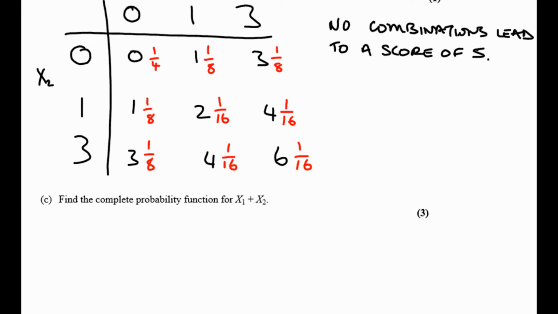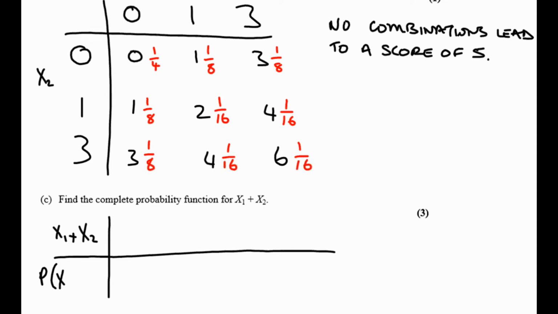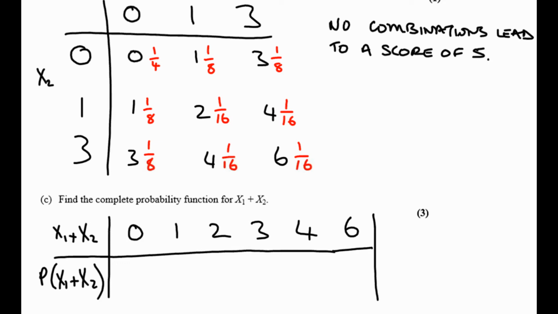Okay, so we were asked to find the complete probability function for x1 plus x2. So all the possible outcomes and their probabilities. Well, what values can x1 plus x2 actually take? It's either going to be 0, or it's going to be 1, or 2, 3, it can be 4, we've already decided it can't be 5, and it can be 6. Okay, these are all the possible outcomes.